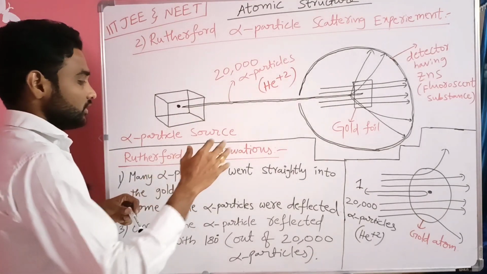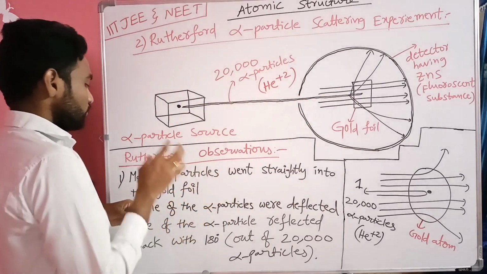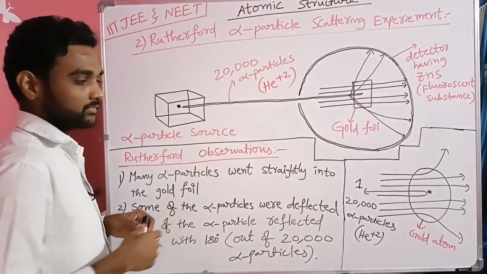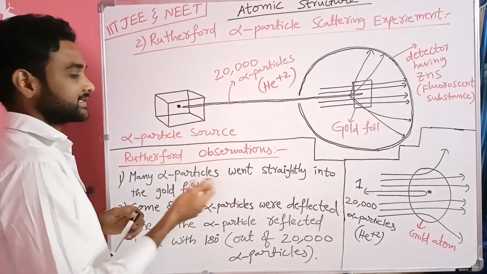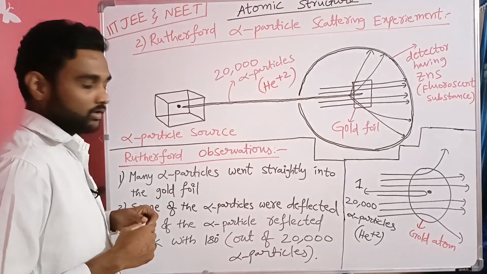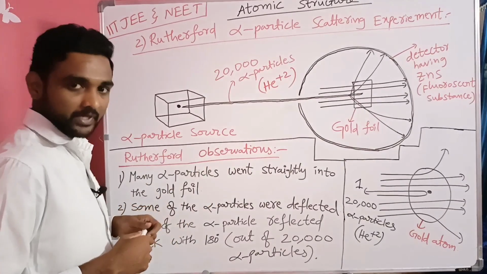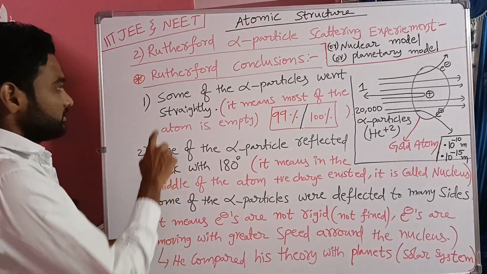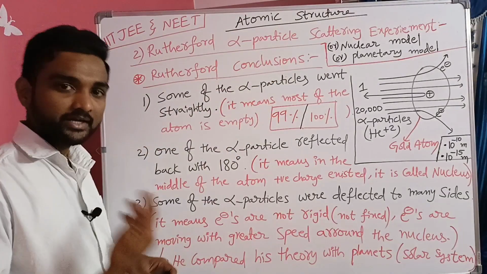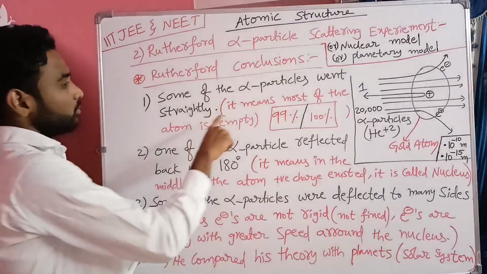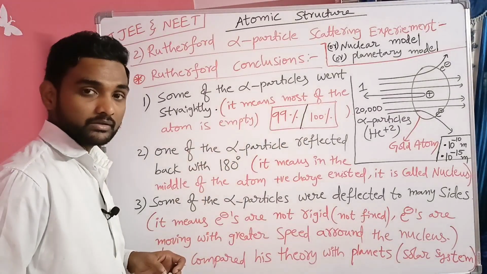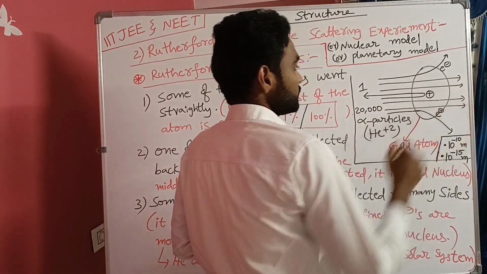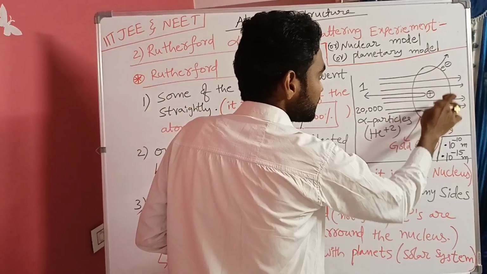Now, based on these observations, Rutherford made some conclusions regarding atomic structure. Now let me discuss the conclusions of the Rutherford alpha particle experiment. What are Rutherford's conclusions? The first conclusion is that many of the alpha particles went straight. It means most of the atom is empty.